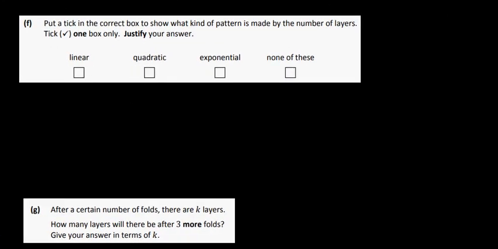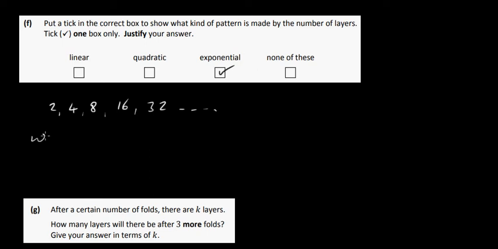Put a tick in the correct box to show what kind of pattern is made by the number of layers. So the number of layers is given by 2, 4, 8, 16, 32 and so on. What's actually happening here is we're doubling each number to get the next number. So that means it's exponential. So we're going to put a little tick here to say that it's exponential.